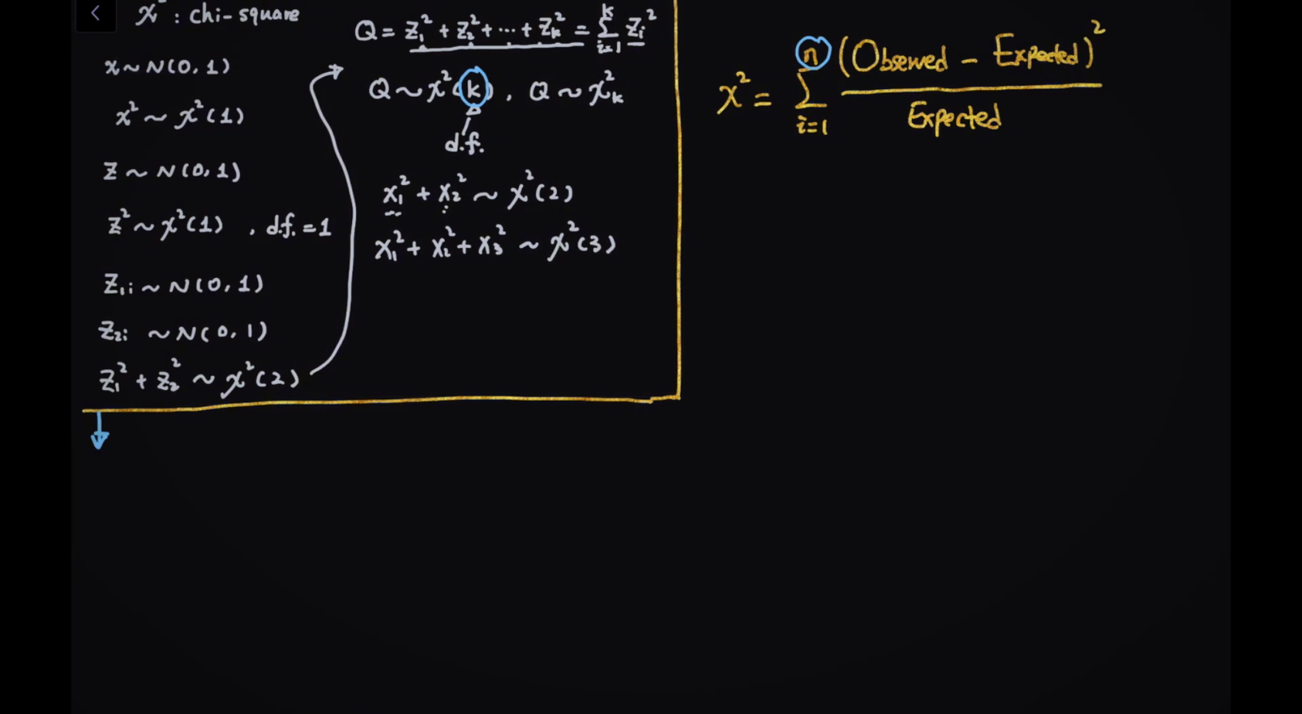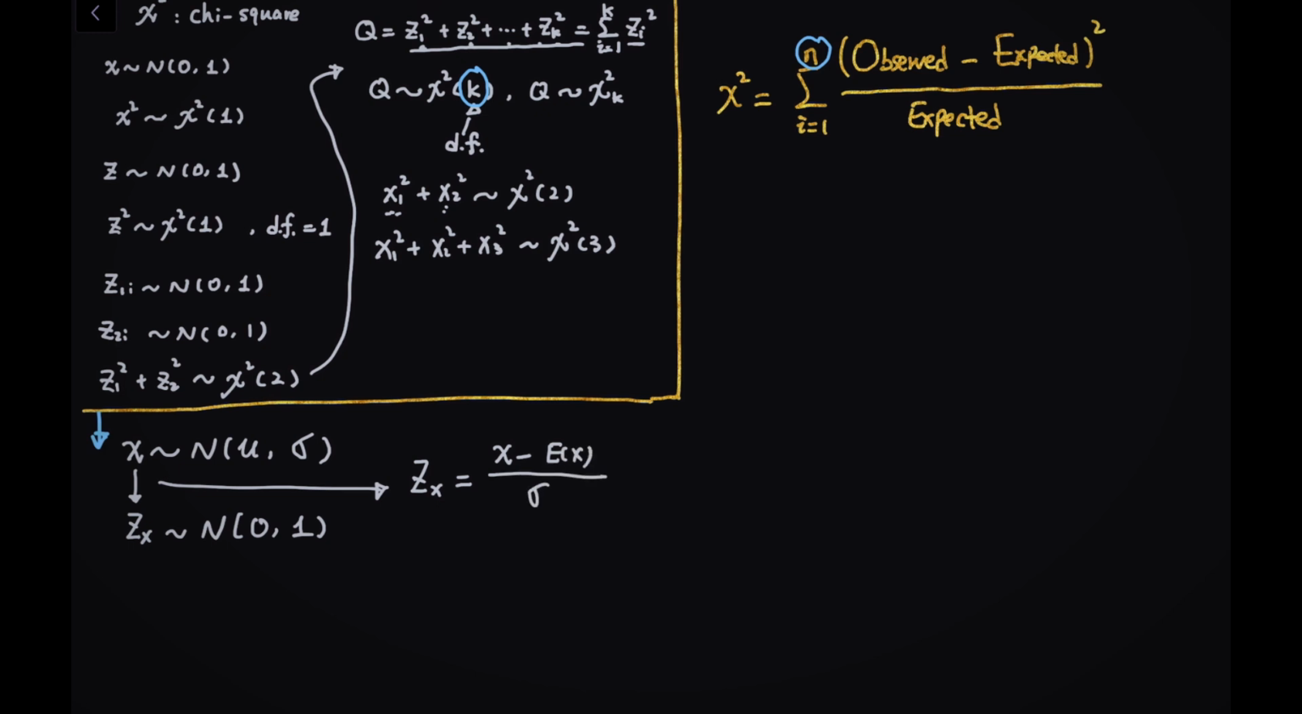Suppose we have a variable x that follows a normal distribution with mean mu and standard deviation sigma. We can easily convert x into a z that follows a normal distribution with mean 0 and standard deviation 1. The conversion is just the z-score: z equals the value of x minus the mean of x, divided by the standard deviation of x. So this is the z variable, a standard normally distributed variable with mean 0 and standard deviation 1.